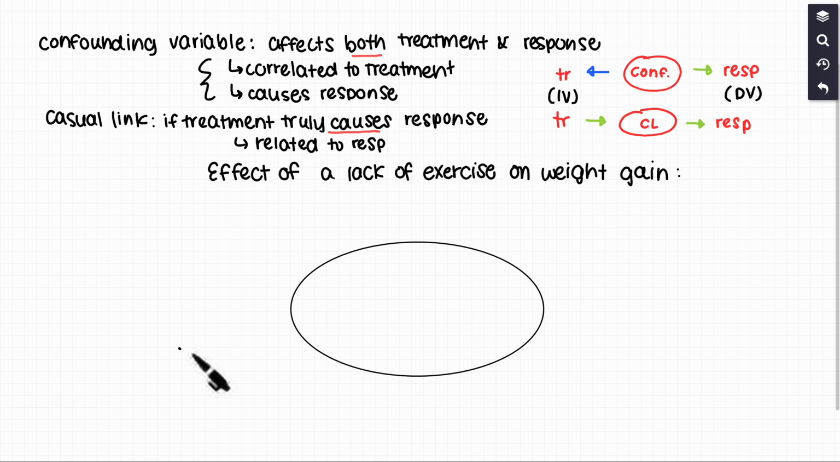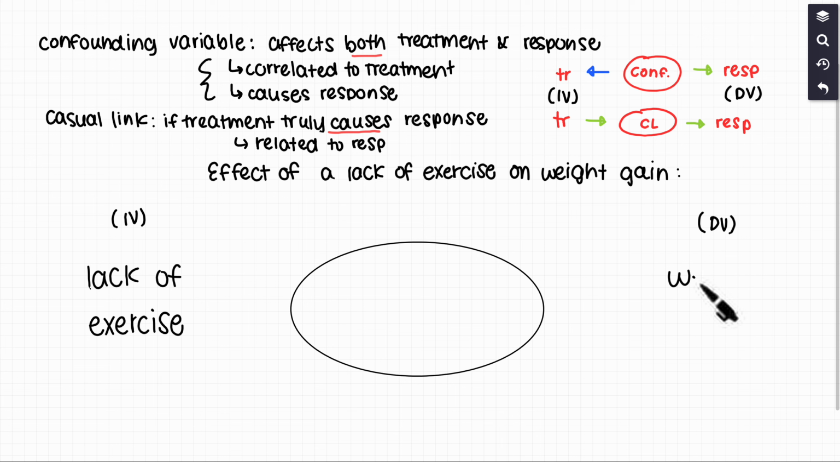With my diagram, I use this similar diagram to help me determine whether my variable is a confounder or a causal link. On the left side, you want to write your independent variable. Our independent variable is a lack of exercise, right? Because we want to see if a lack of exercise has an effect on weight gain. I'm going to leave space for my arrows. And then on the right side goes my dependent variable, and that is weight gain.